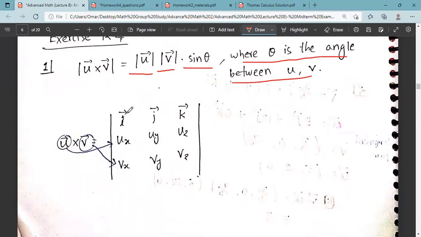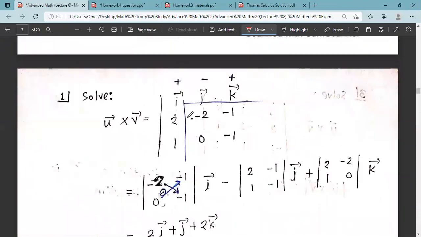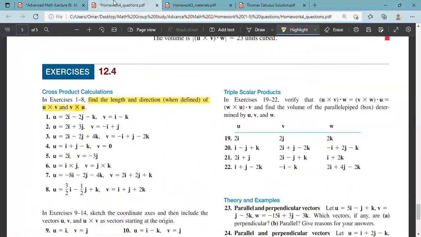So we write down this way: i, j, and k. This is our three coordinates. Our u is here, the first vector, and the second vector is down here. You have to write it this way. If you try to calculate, first we have u equal to 2i minus 2j minus k, and v equal to i minus k. So we just need the coefficients. We just bring out the coefficients.